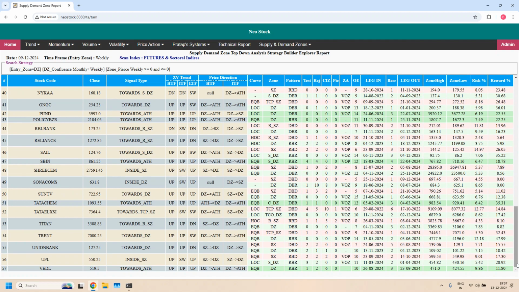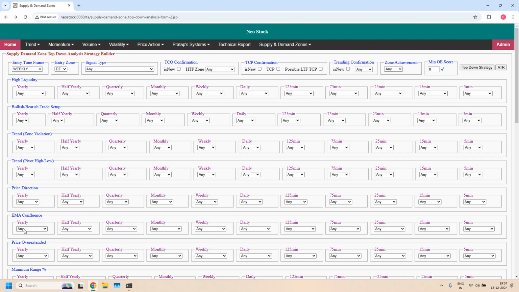Earlier we filtered only price closed inside the zone. Now we are not bothering about where price is closed. What we are seeing is zone confluence. Where price closed, you can look into the signal type, you can find them. Okay, out of these weekly, because they are part of the monthly, how many of these monthly zones are having monthly EMA confluence? Let's filter that also.